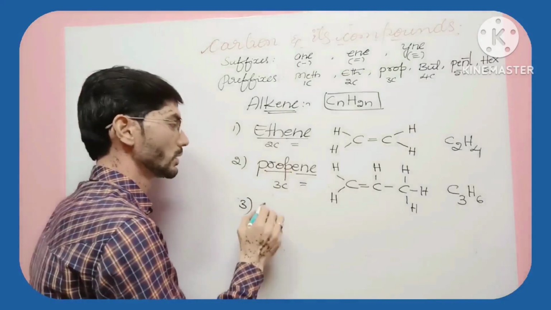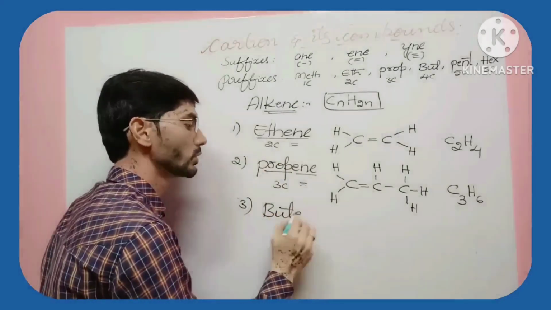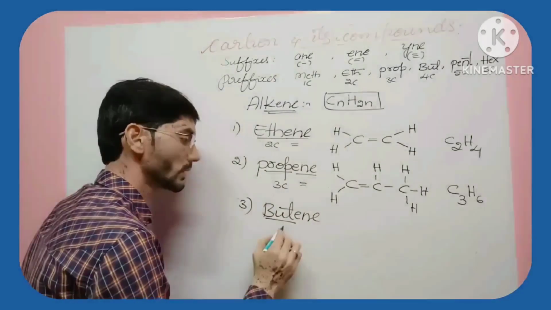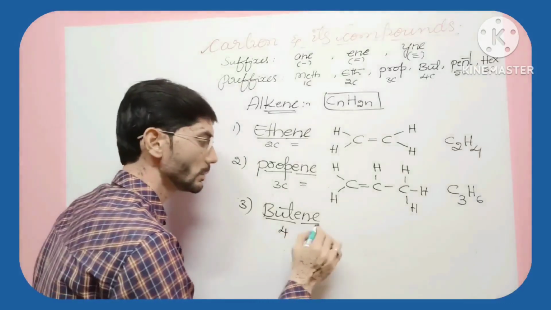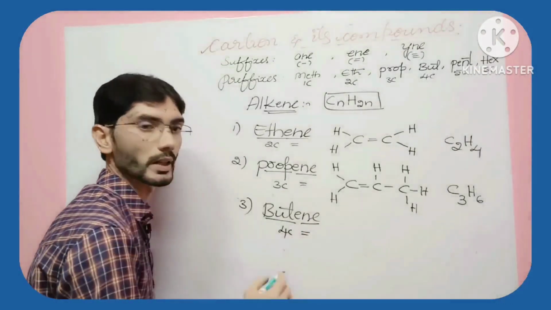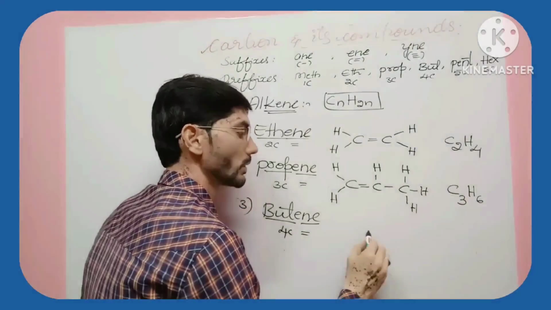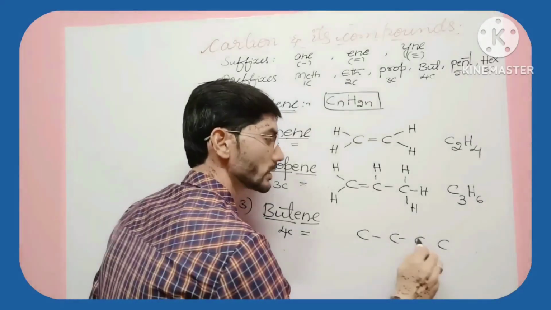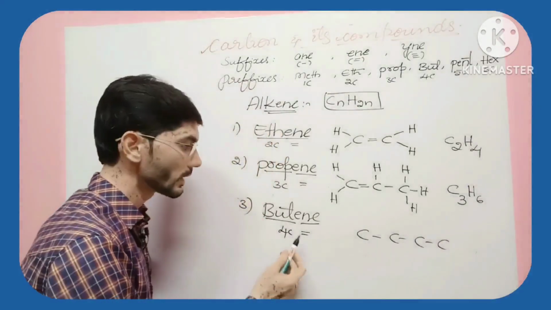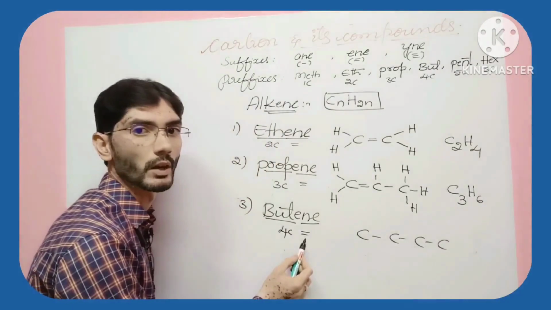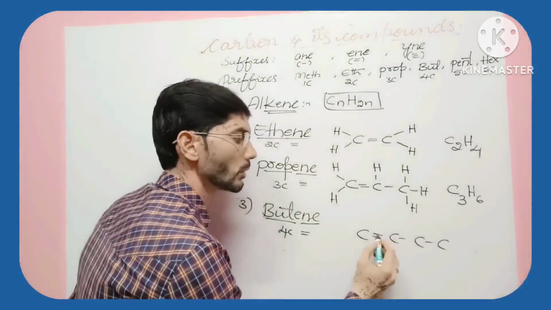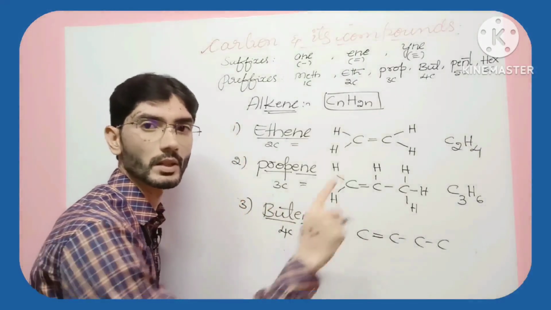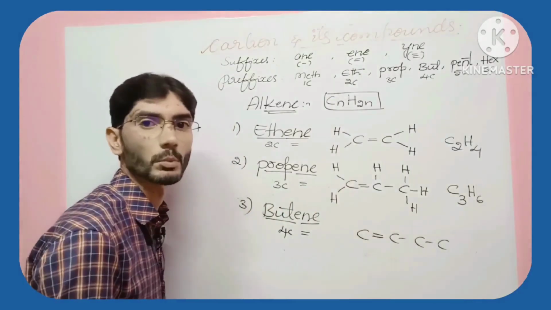Third one is butene. But means nothing but 4 carbon atoms, and ene means it is a double bond. Now 4 carbon atoms we will put, 1, 2, 3, 4, all with single bonds. And ene means we have to use a double bond. So here, one double bond you put, one double bond is enough. The rest of the carbon atoms have single bonds only.